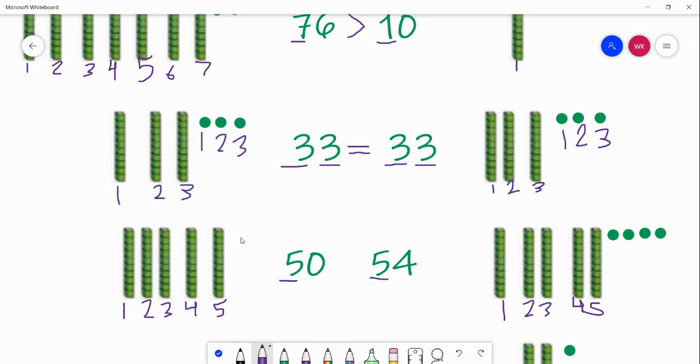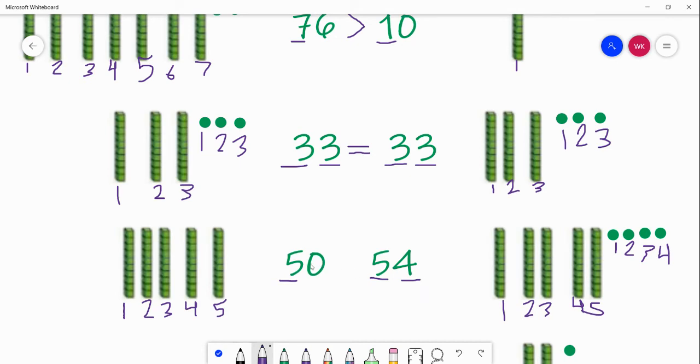We have 0 ones in the number 50. So let's look at 54. We have 1, 2, 3, 4. So we have 4 ones in the number 54. So that means that 54 is that greater number.